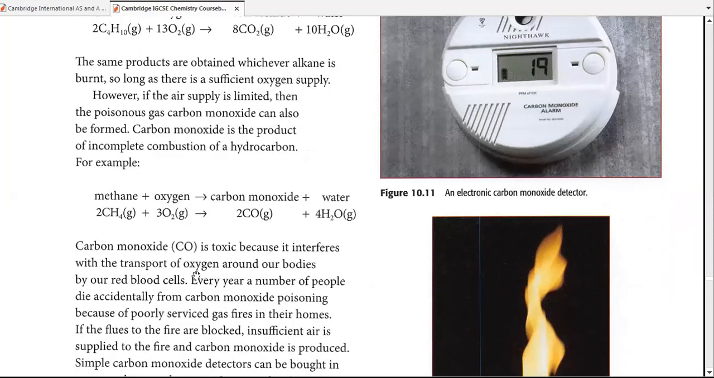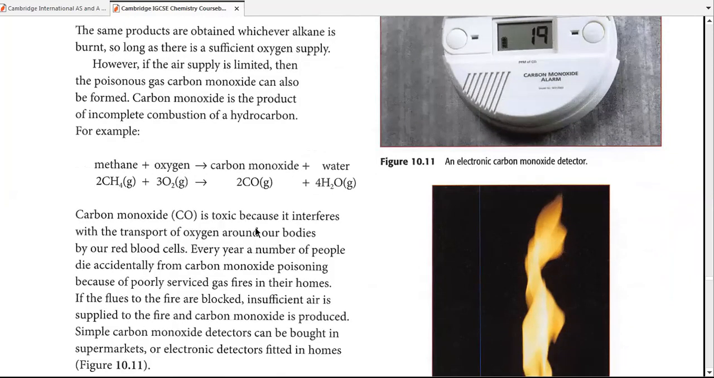For incomplete combustion of a hydrocarbon, take a look at the equation. It's not producing carbon dioxide anymore. Instead, it's producing carbon monoxide. I hope you're familiar with carbon monoxide. Carbon monoxide is a gas produced by incomplete combustion when there is a limited supply of air, but yet there is burning. Carbon monoxide is toxic because it interferes with the transport of oxygen around our bodies by our red blood cells. I hope you've studied that back in biology.